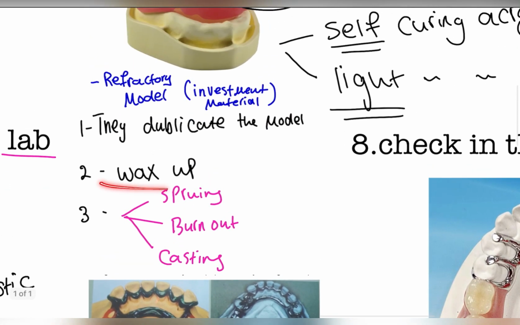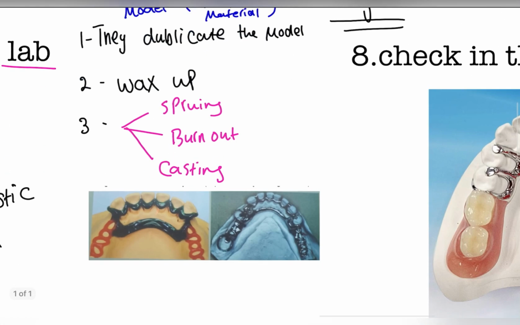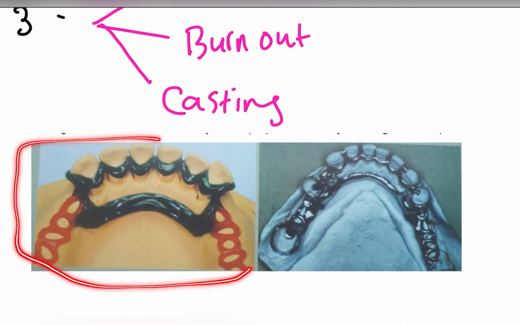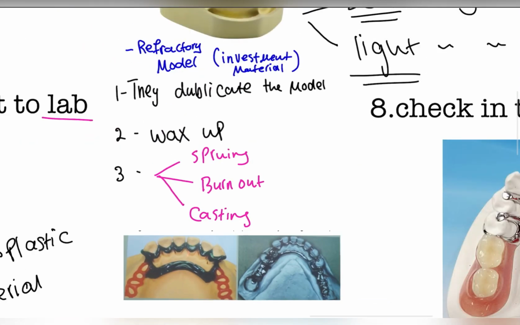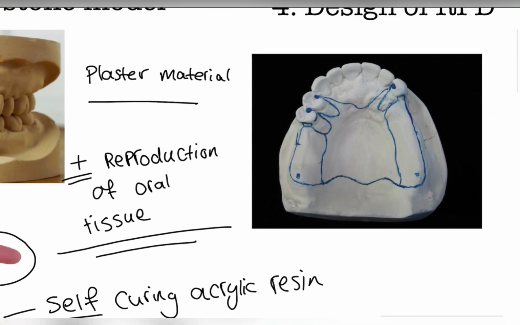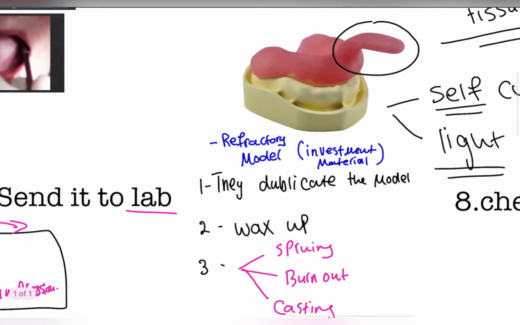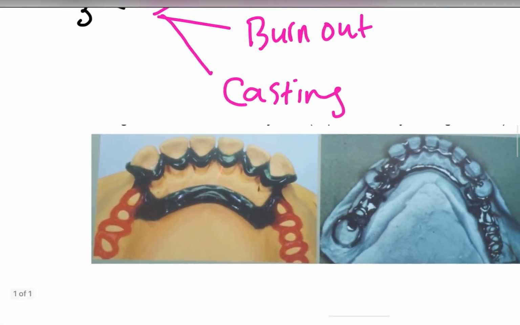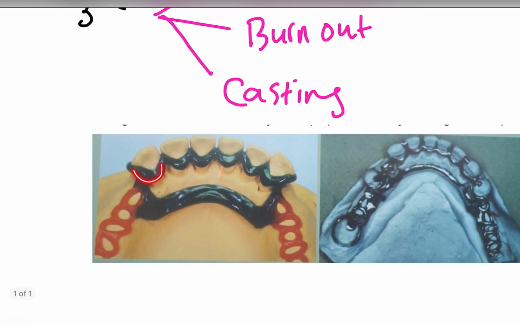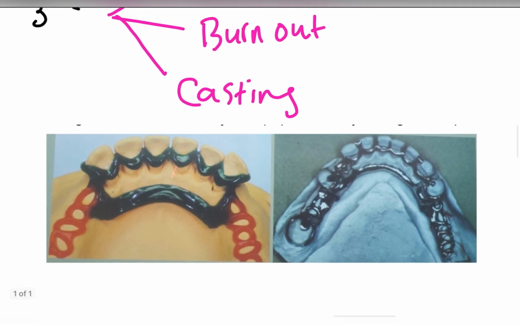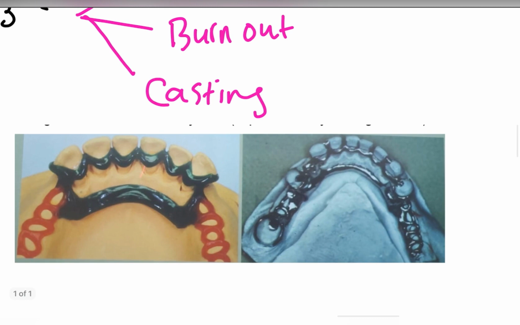And then they do the wax up. What is wax up? It's basically something that looks like this. Based on the design that we gave them here, they use wax material to show where the major connector is going to be, where the rest is going to be, and this is basically going to become this. You see, they made it exactly like this. This is just like a guideline.